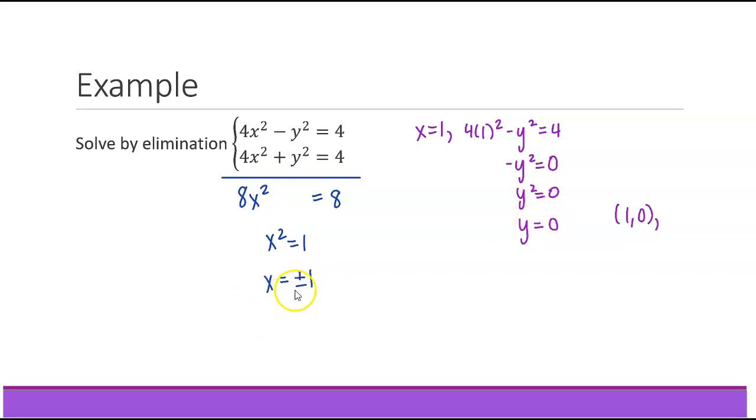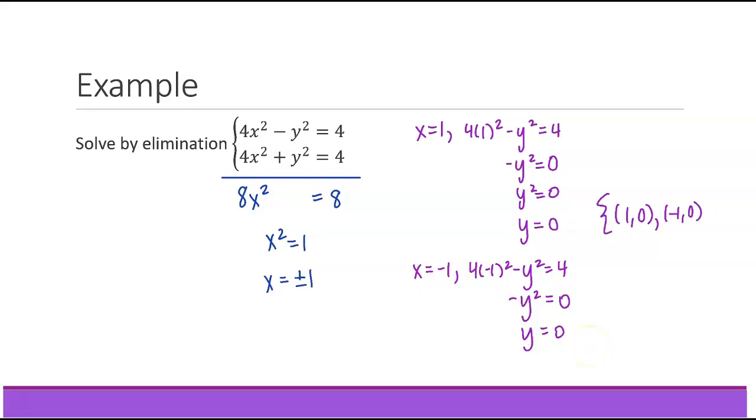Then I'm going to do the same thing for x equals negative 1. You can already maybe see what's going to happen because we're squaring it. If I plug in x equals negative 1, 4 times negative 1 squared minus y squared equals 4 will again give us negative y squared equals 0. So y is equal to 0, and my second coordinate point is negative 1, 0.